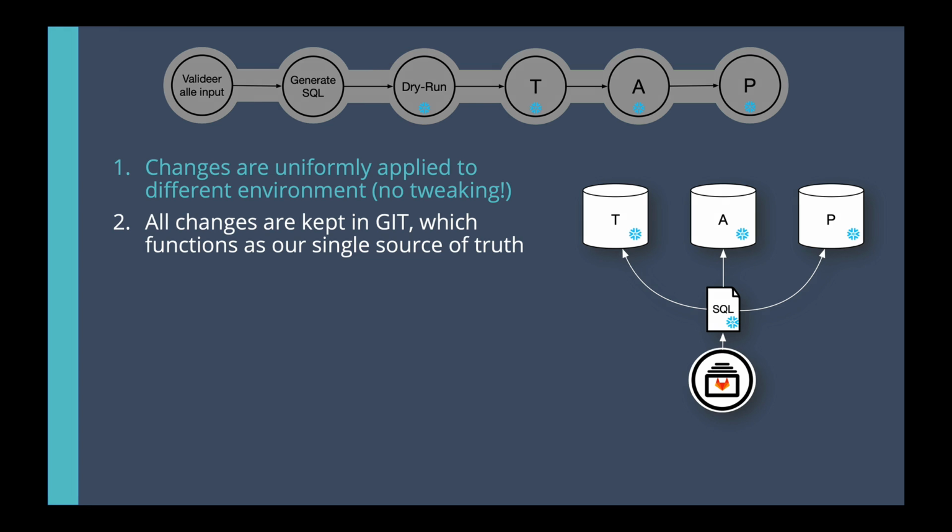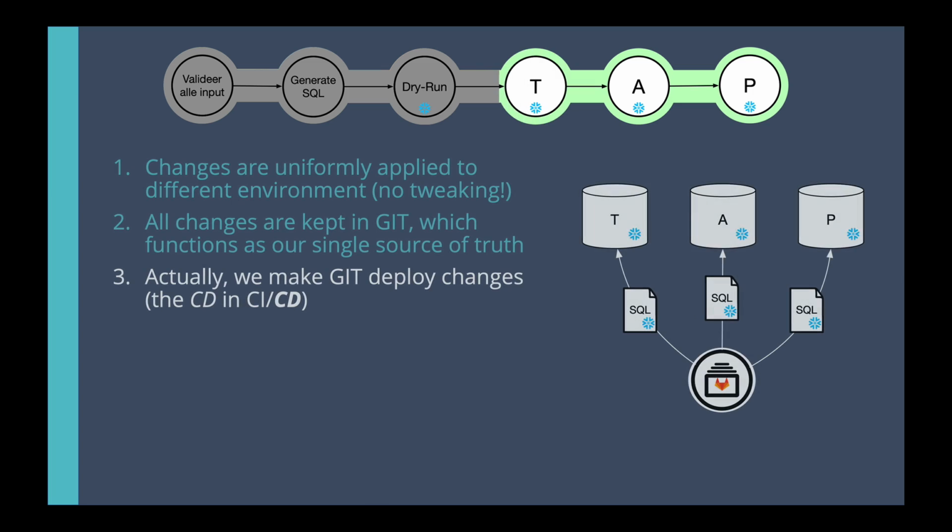Additionally, all changes are kept in Git, which functions as a single source of truth. Therefore, it makes sense to deploy changes automatically when they come into Git. When I give Git a change, Git will make sure it will be deployed automatically. And this is where the CD comes from, which stands for continuous deployment.